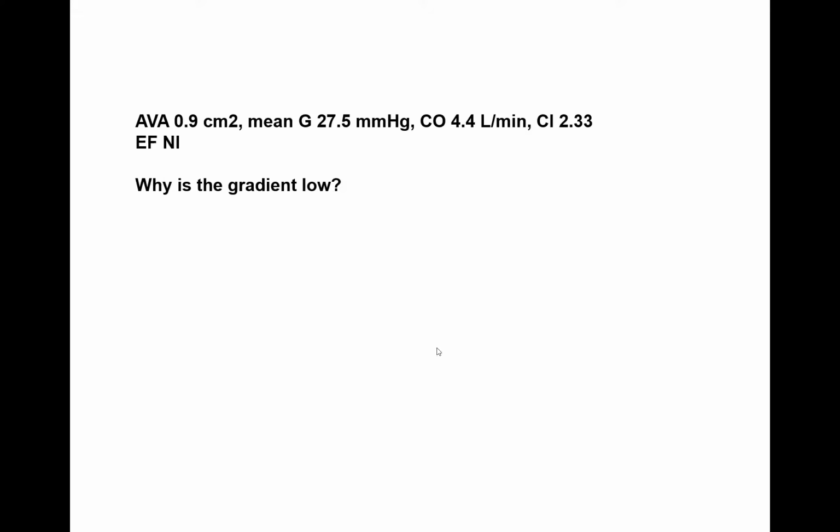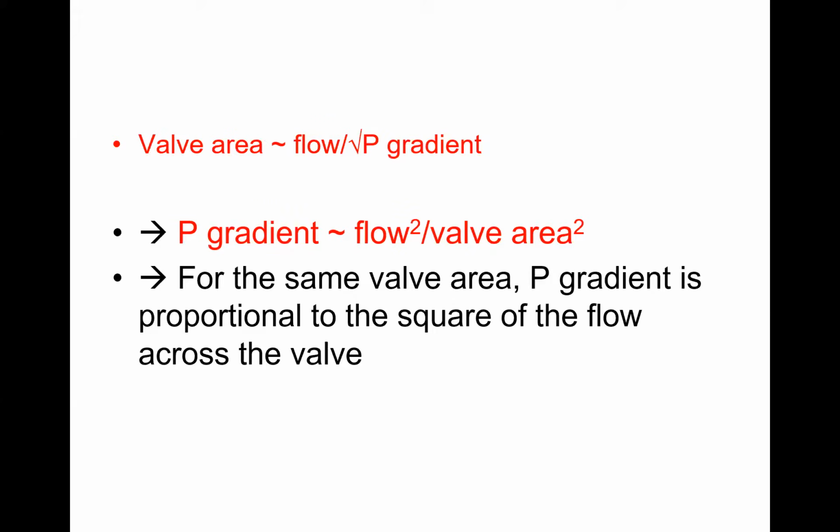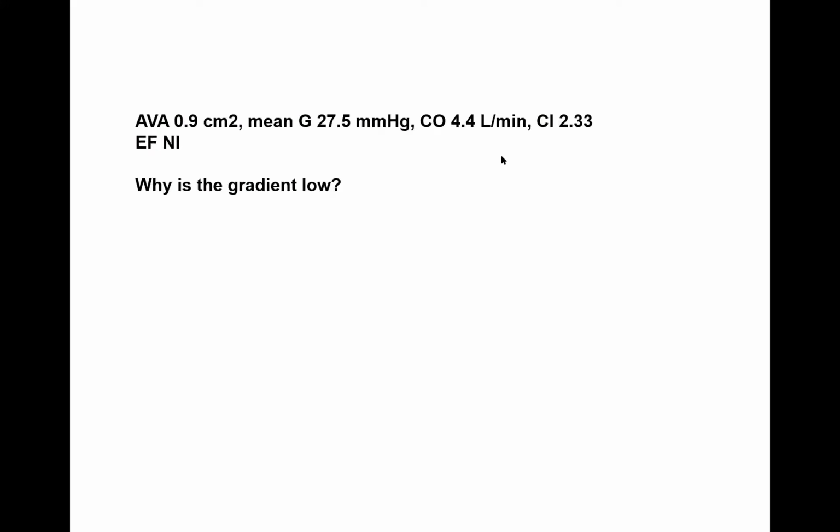If you calculate the stroke volume index, dividing the cardiac index by heart rate, I measured it, it came up to 40 milliliters per meter square. It's the cardiac index divided by a pulse of 60. Using the definition of low flow as 35 milliliters per meter square, it's not low flow. So why is the gradient low? Well, I'll go back to that equation. But before I say that, is it severe or not?